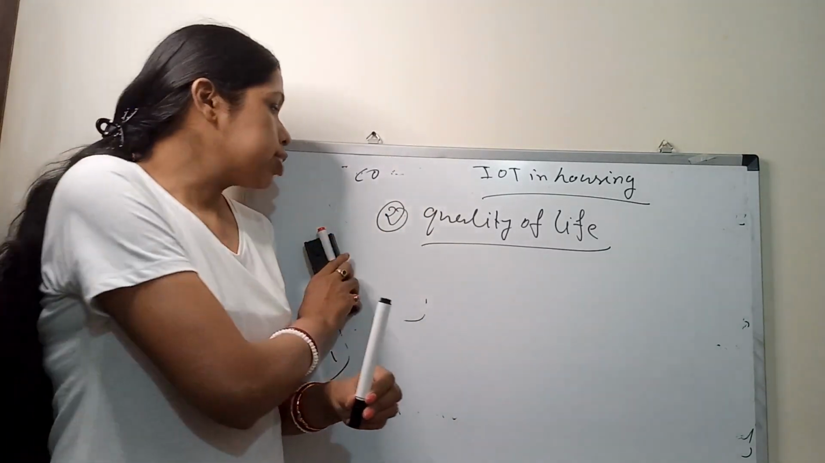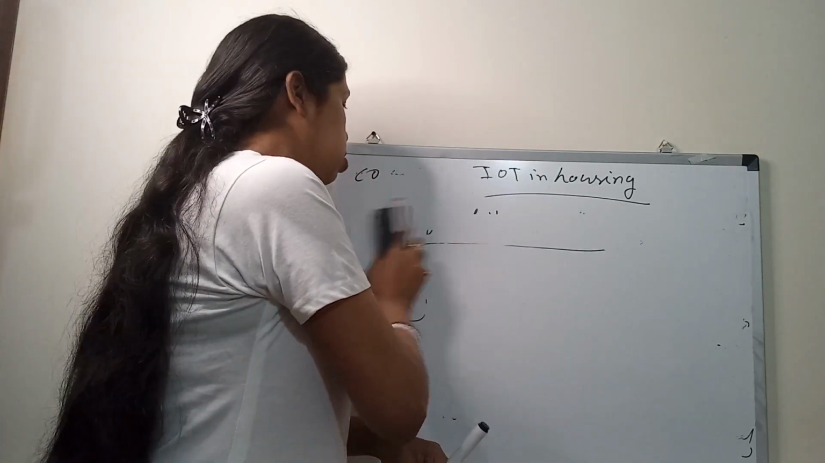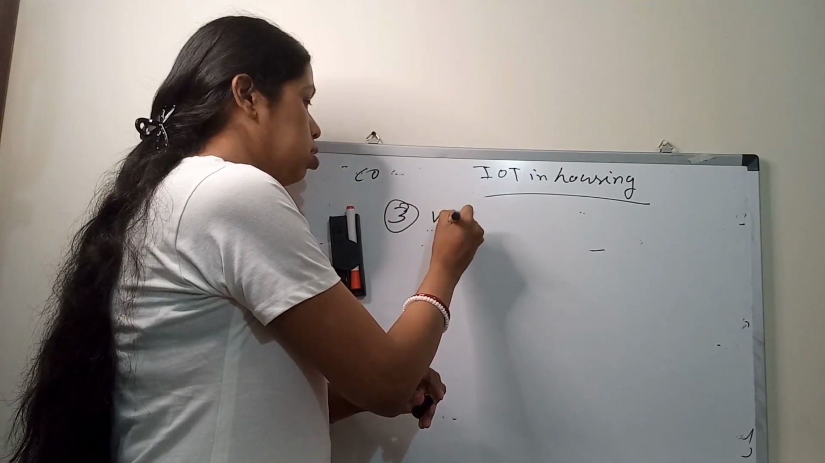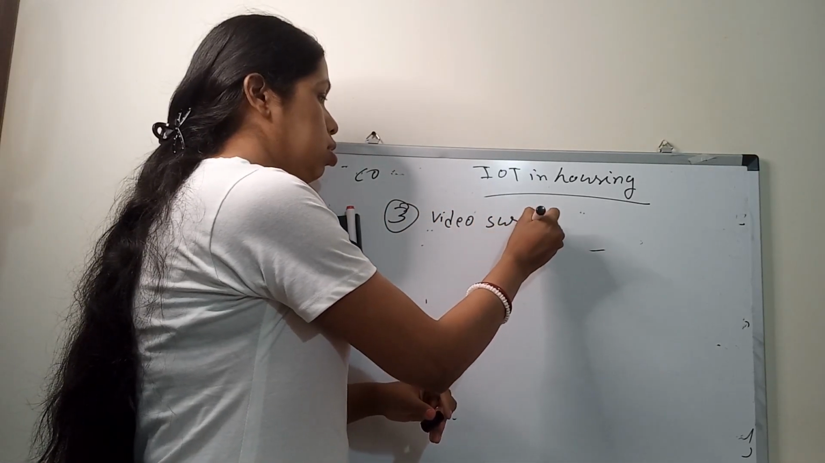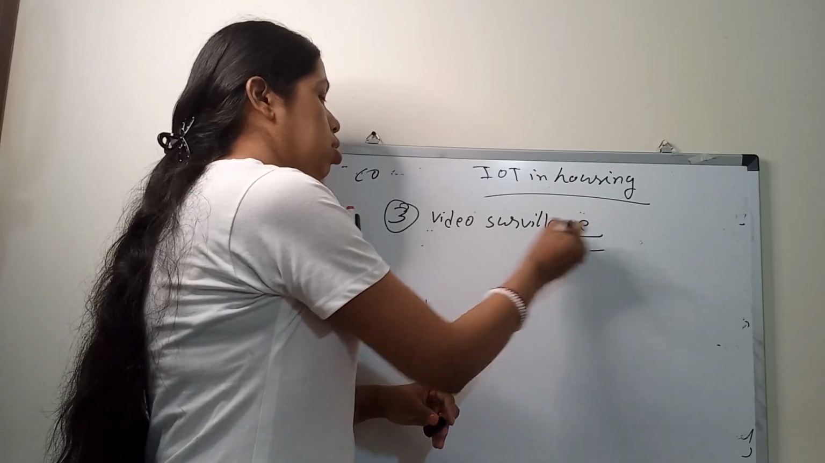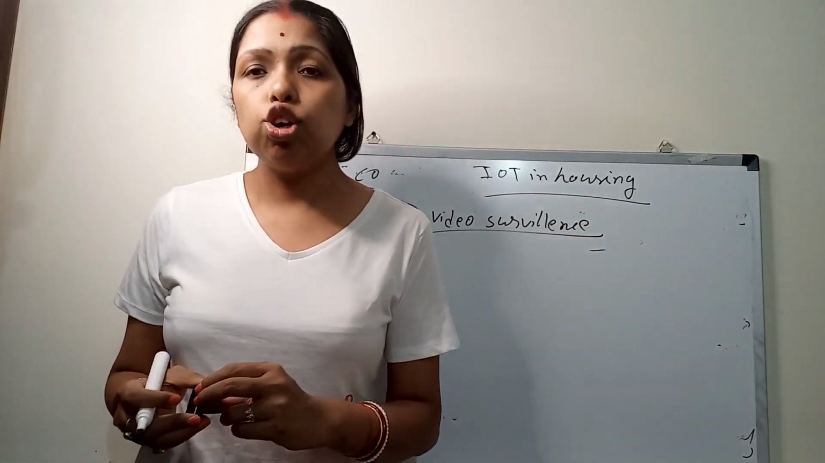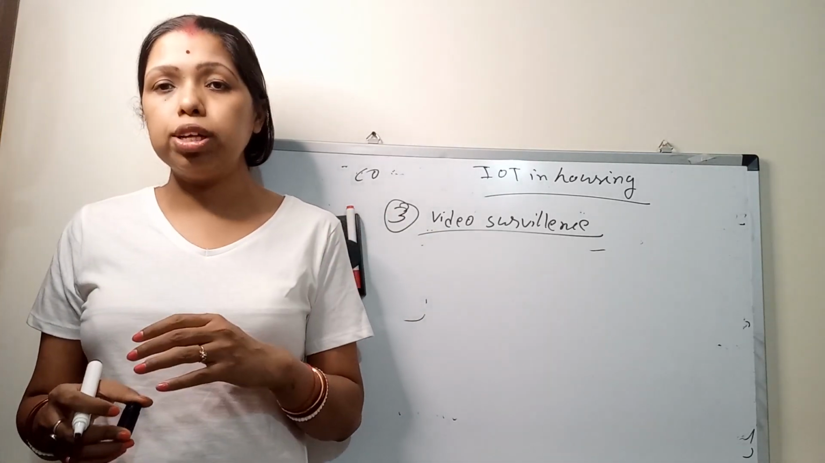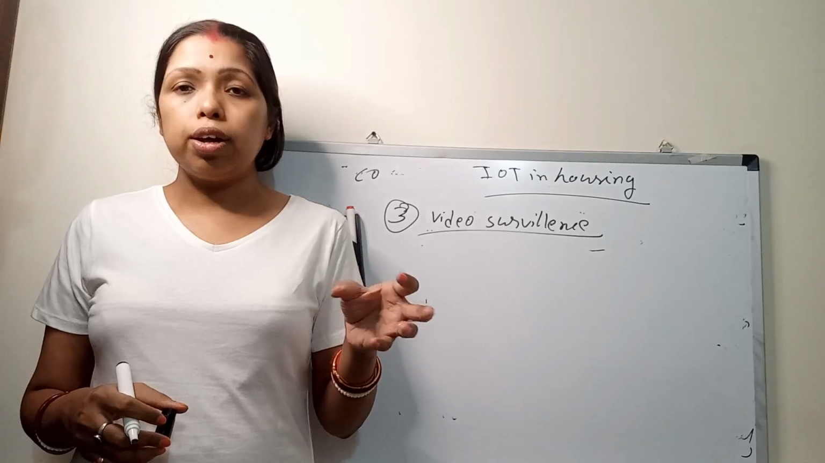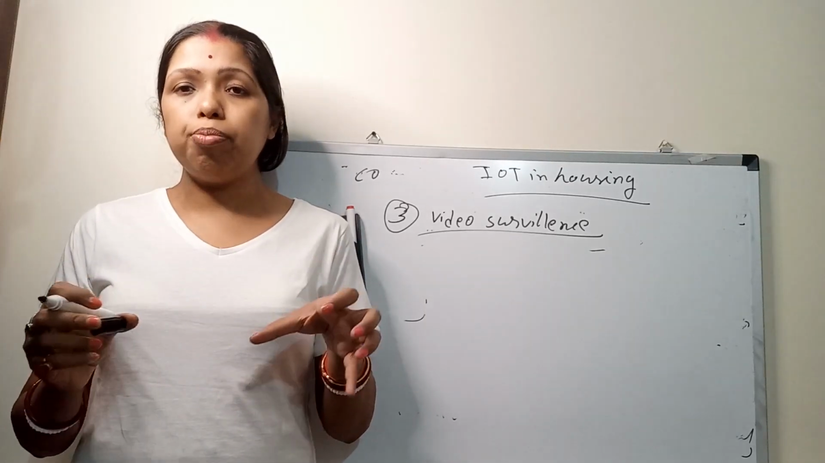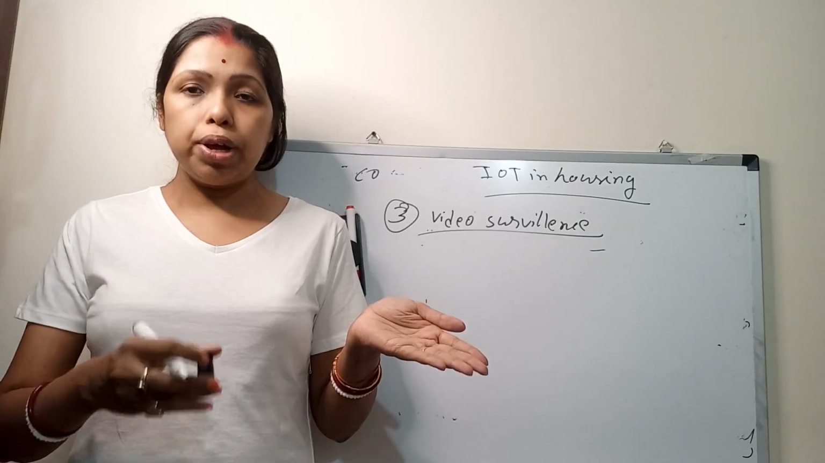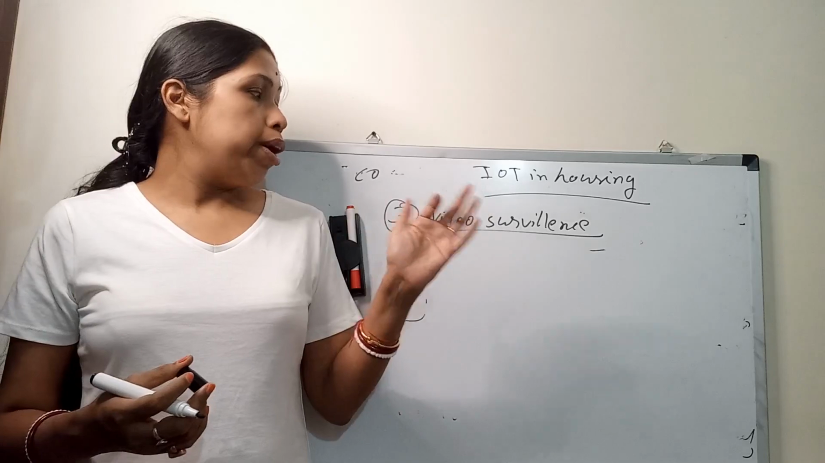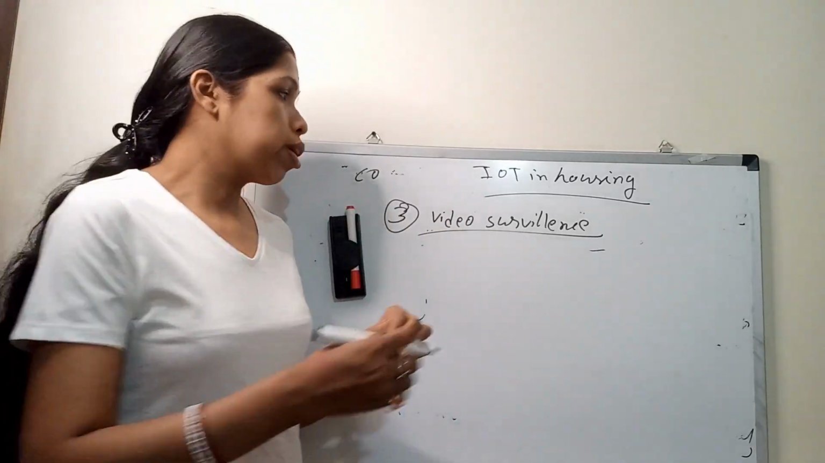Right, next is the video surveillance. So here, if you use the normal, regular video surveillance, it can only capture some moments, and whether some unknown person is entering or not. This can be captured. But the smart video surveillance.